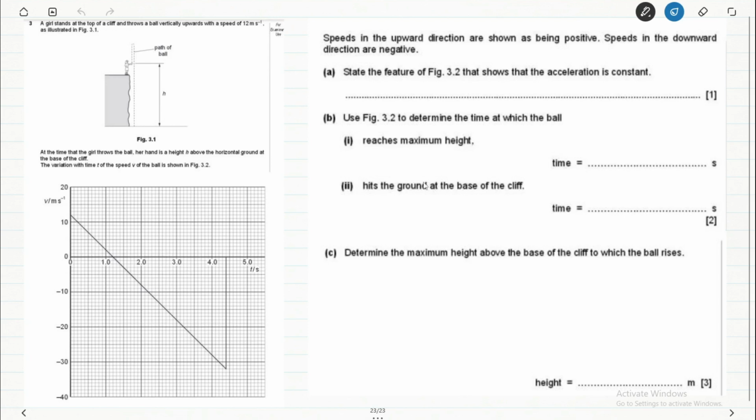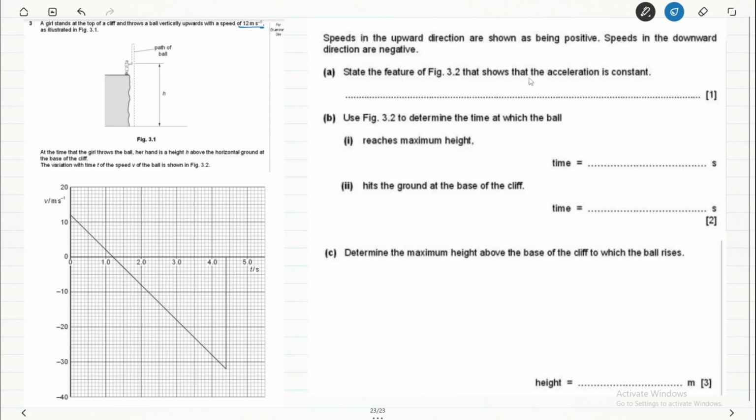So the last part now. A girl stands at the top of the cliff and throws a ball vertically upwards with a speed of 12 meter per second. At the time that the girl throws this ball, her hand is at height h above the horizontal ground. So the hand is h. At the base of the cliff, the variation with time is given by this. Speeds in the upward direction are shown as being positive. Speeds in the downward direction are negative.